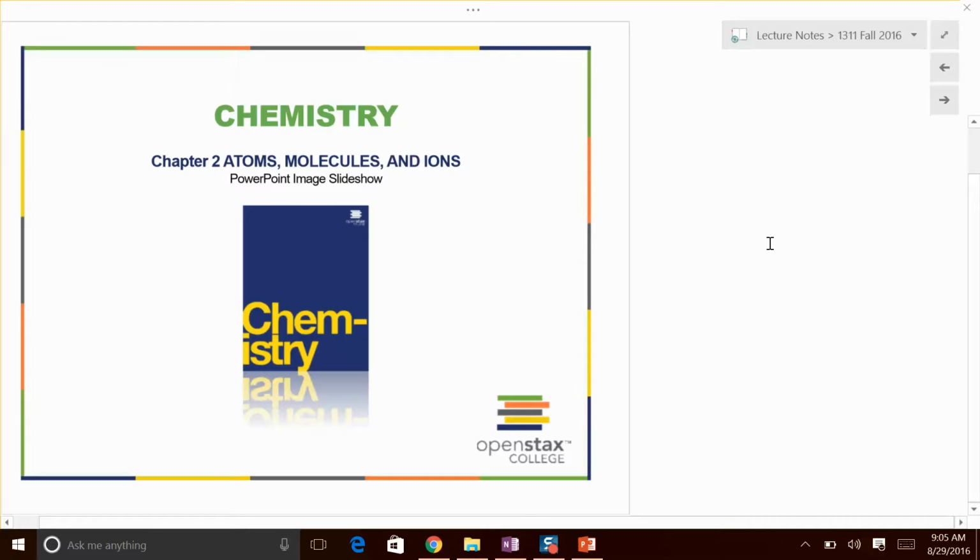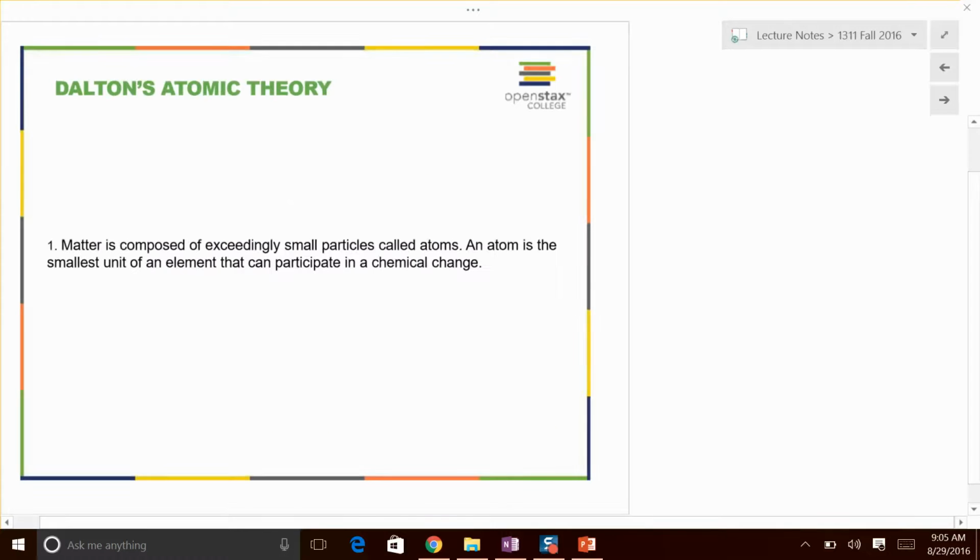So chapter 2. We're going to talk more about atoms and molecules and ions and that kind of stuff, and naming. We're going to talk about a few scientists who came up with the basis of what an atom is. So Dalton was the first scientist who actually carried out experiments, and through his experiments, he began to develop postulates about what an atom was.